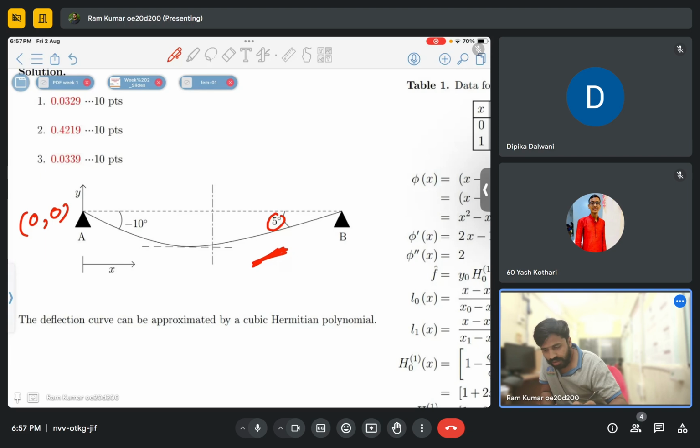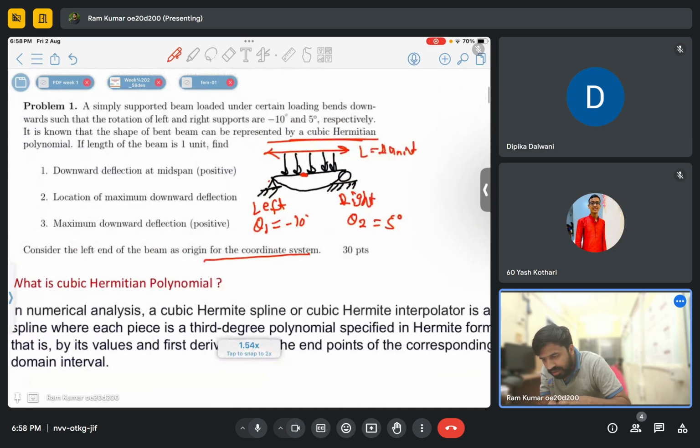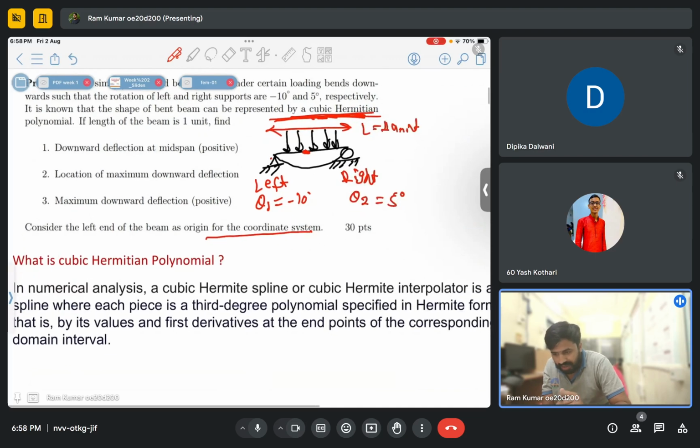They are saying we are having one simply supported beam, having a rotation of 10 degree at the left end. This is our origin 0, 0, having 10 degree rotation, and this is having 5 degree rotation. Now they are saying we have to find displacement at some specific point, and the rotation as well. The shape of the beam can be given by using a cubic Hermitian polynomial. I think you went through this in classes, where sir discussed that cubic polynomial.